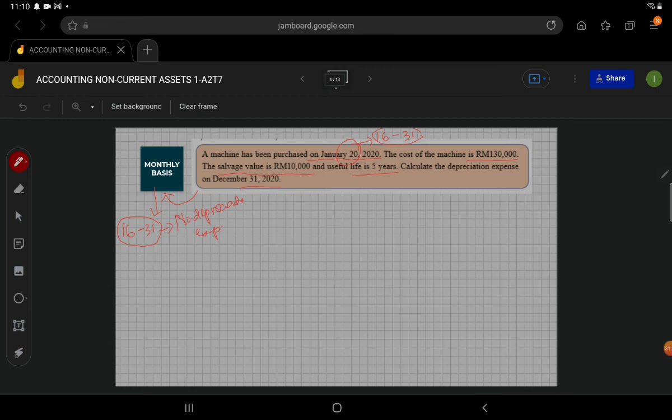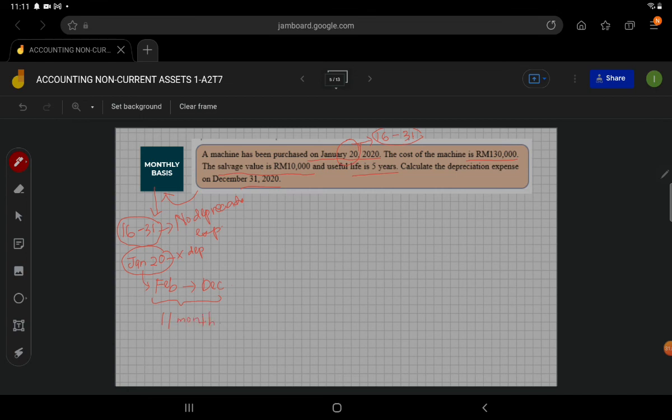Jadi sekarang dia beli pada January 20. Jadi January 20 tak ada depreciation expense. Dia akan bermula bila? Dia akan bermula February. Jadi February until December. Okay, monthly basis. Jadi February until December ada berapa bulan? We have 11 month.